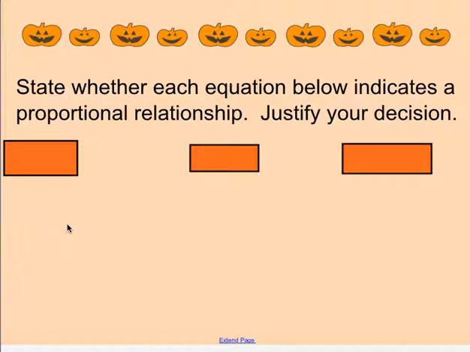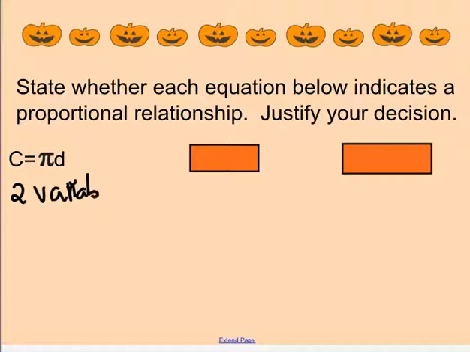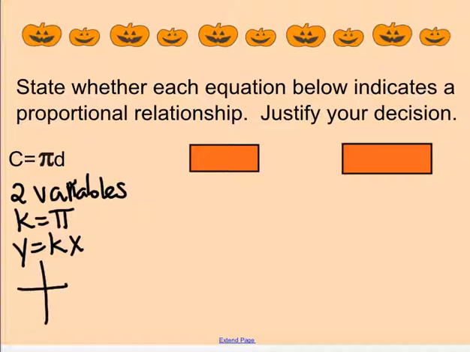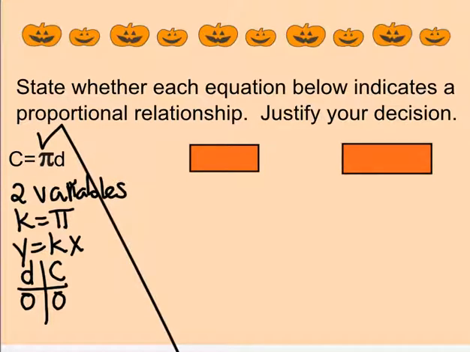Let's look at some equations. State whether each equation is a proportional relationship. Justify your decision. So, C equals pi times D. So, we have two variables. Okay. Do we have a constant? Yes. Our constant is pi. Although it's a number that repeats forever and ever, it is constant. Is it in our equation y equals kx? Sure. Y is our circumference, d, our diameter, is x. Okay, so that works. Will it go through the origin? It will. Because if we have my diameter and my circumference, a diameter of 0 will give me a circumference of 0. So yes. C equals pi times diameter is a proportional relationship.